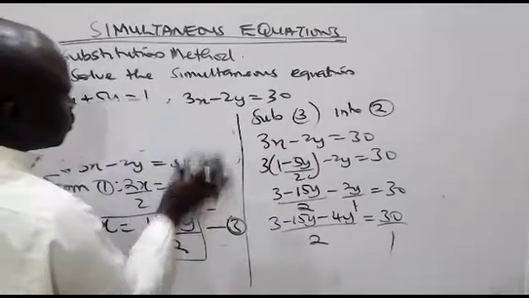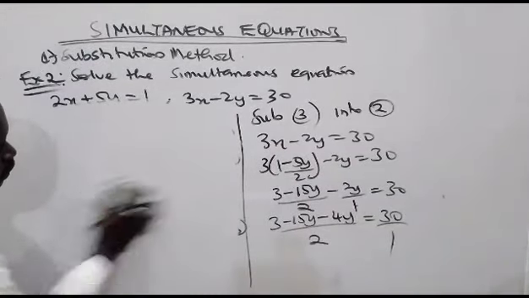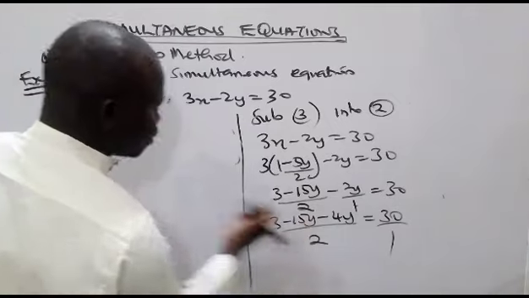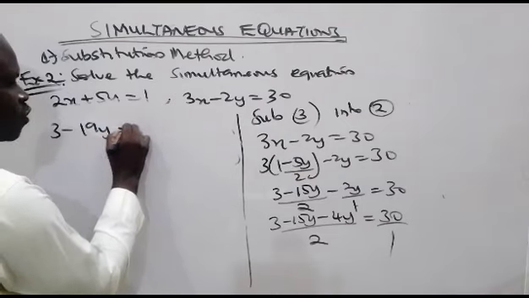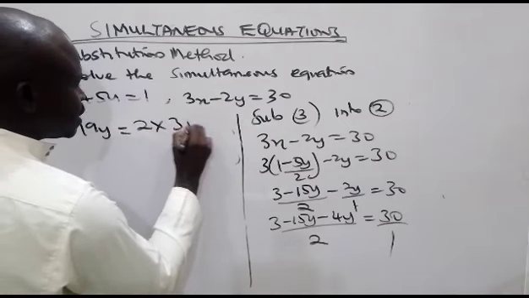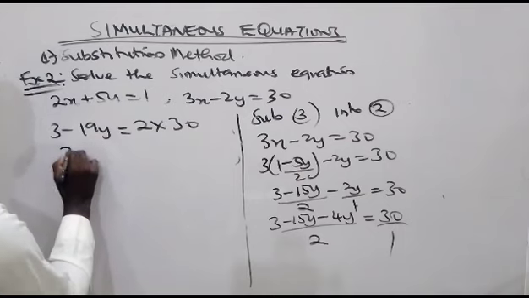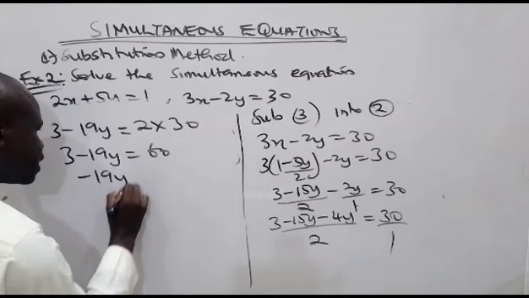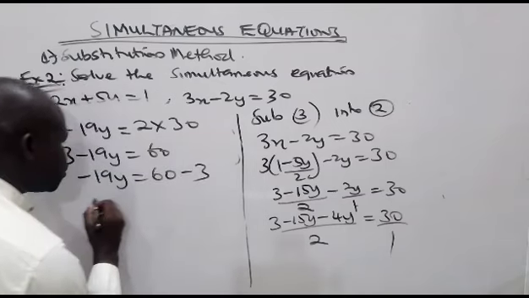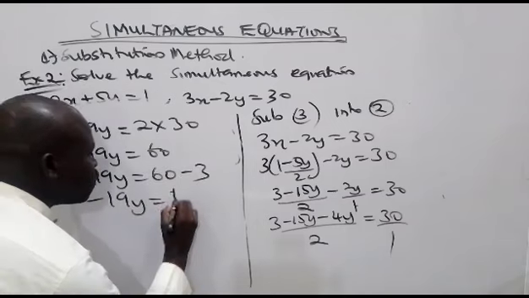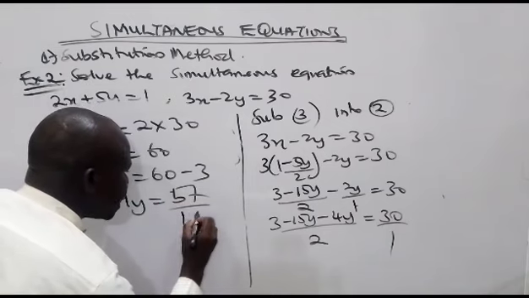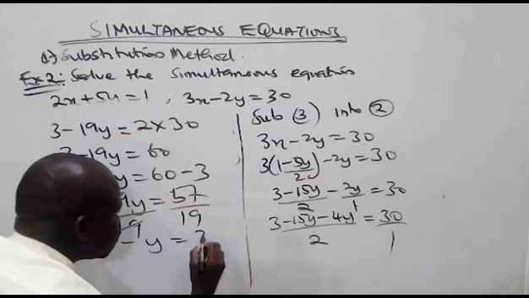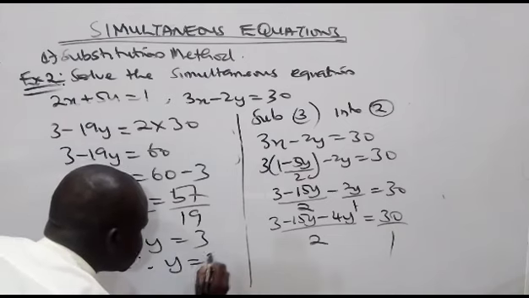Then from there, I will cross multiply. So I'm going to have 3 minus 15y minus 4y, that's minus 19y, equal to 2 times 30. Then I'm going to have 3 minus 19y equal to 60. So minus 19y can be equal to 60 minus 3. So minus 19y can be equal to 57. Then I will divide both sides by 19. So we have minus y equal to 3. Therefore, y is equal to minus 3.